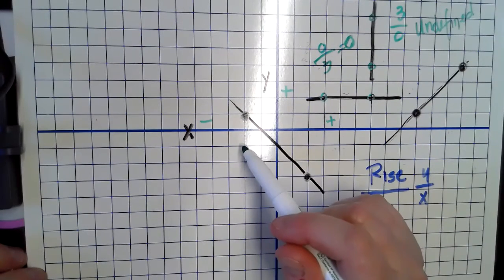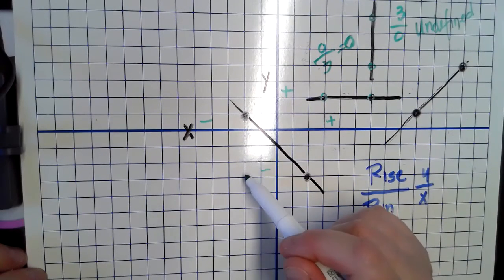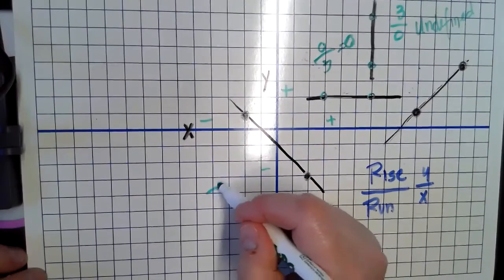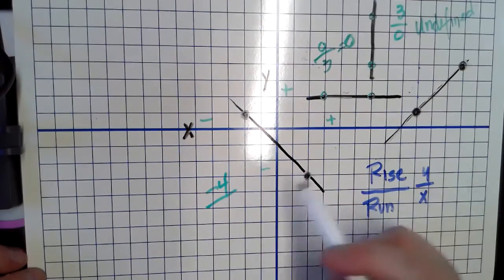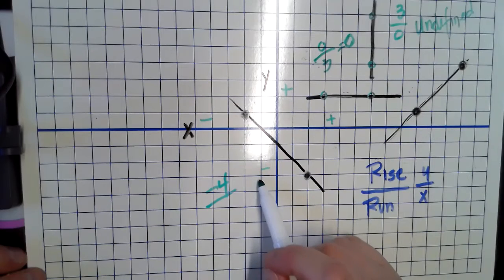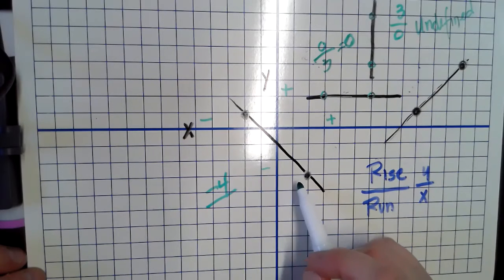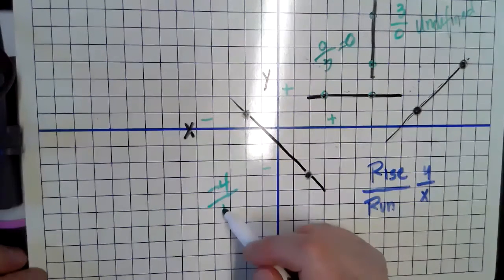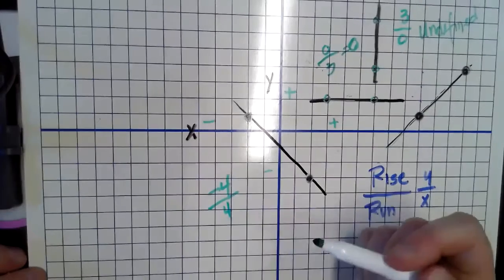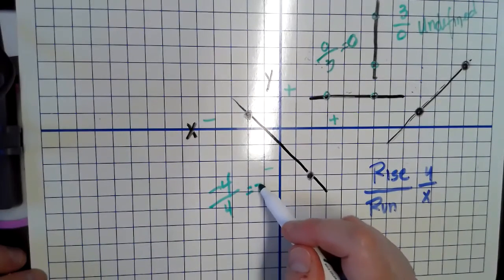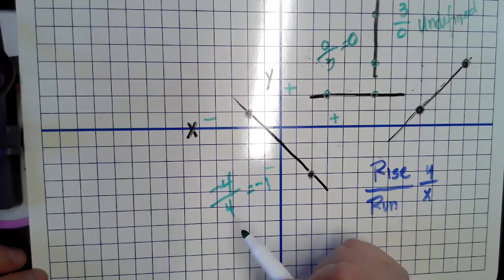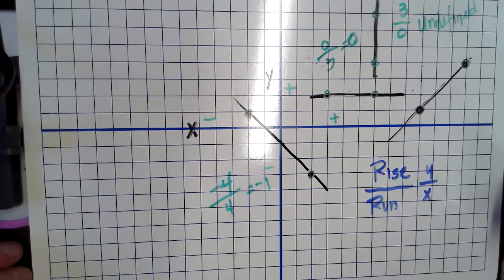So 1, 2, 3, 4, negative 4 over, rise over run, 1, 2, 3, 4 over positive 4. And negative 4 divided by positive 4 is negative 1. So the slope for that line is negative 1.